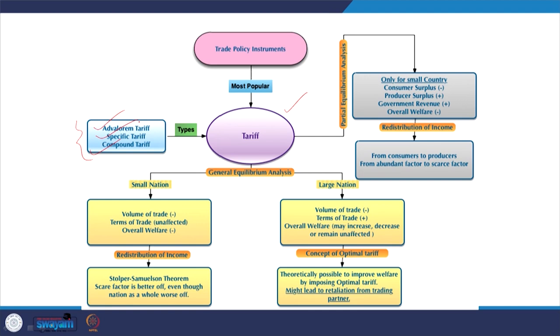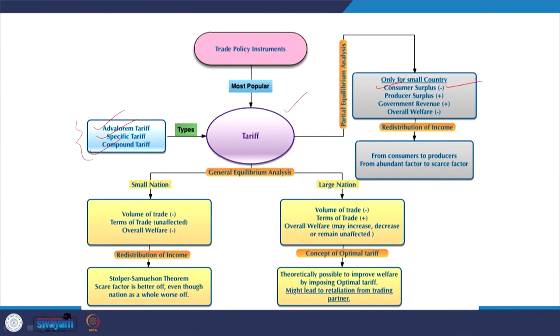Now, in a partial equilibrium setup, as I told you, through the narrower perspective of understanding trade protection through tariff, there are certain effects. For consumers, especially in a small country context, it is not a surplus, it is a deficit. For producers it is a surplus. Why is it so? We'll explain with the help of diagrams and examples.